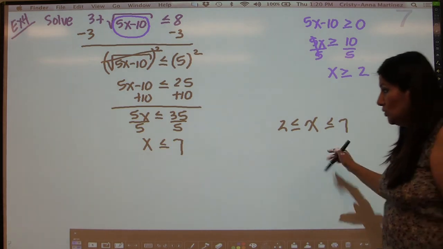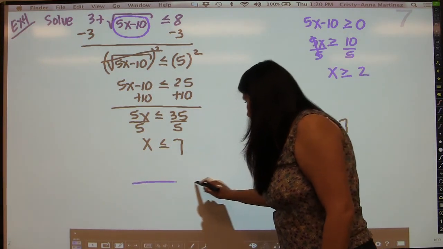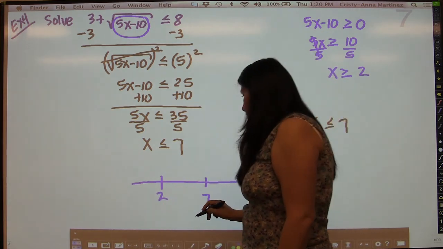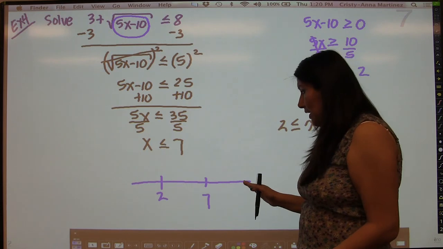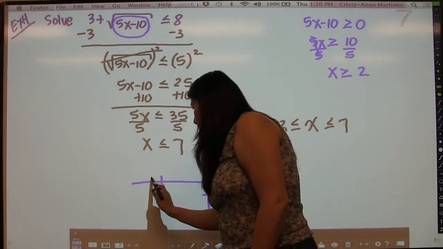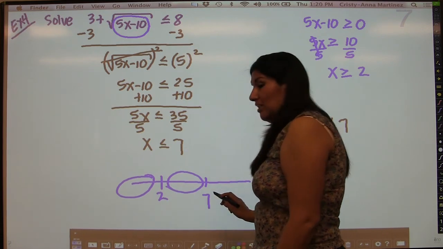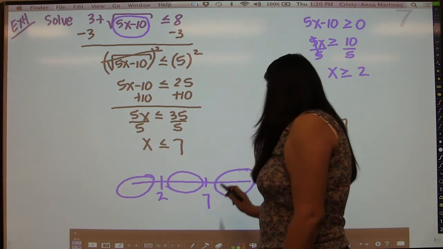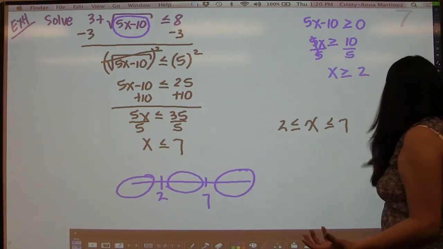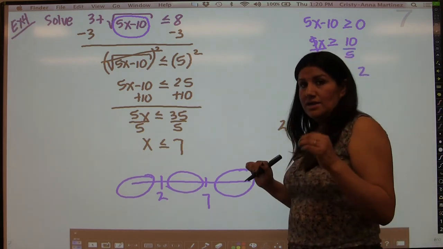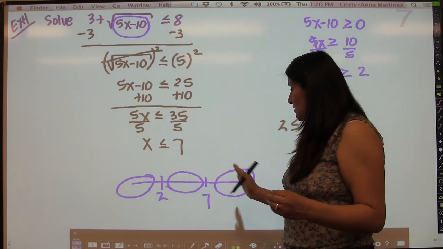So what you want to do is take your number line, and there's a 2 on it, and there's a 7 on it, and that divides your number line into 3 regions: the numbers that come before 2, the numbers between 2 and 7, and the numbers that come after 7. And so what you have to do to make sure that your answer is correct is to pick a number that represents each of those sections.